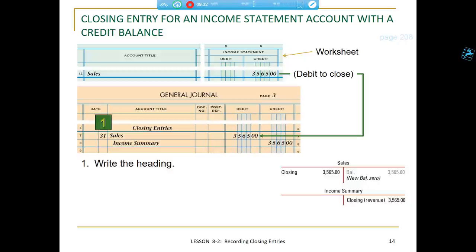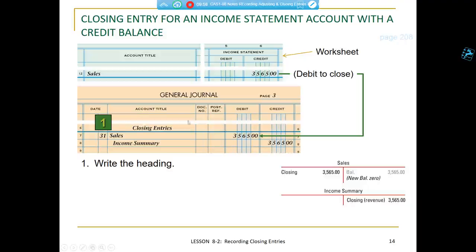Okay. So first thing we do when we do our closing entries, we're in green up here. In green up here, we see the snapshot of our income statement from the worksheet. See how we're in the income statement columns on the worksheet. And the first thing we're doing is taking the credit balance, which is our sales. The lower half is our journal. So now we're in our general journal.